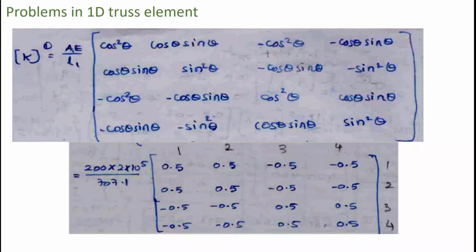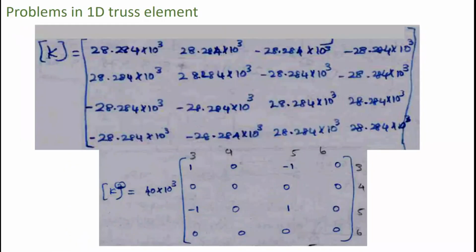We already know the area of element 1 is 2000, Young's modulus is 2 into 10 to the power 5, the length of element 1 is 707.1, and the L1 and M1 values are 0.707 and minus 0.707, so the squares and products are 0.5. Applying that, we will get the element 1 equation. Next we want to find the element 2 equations.